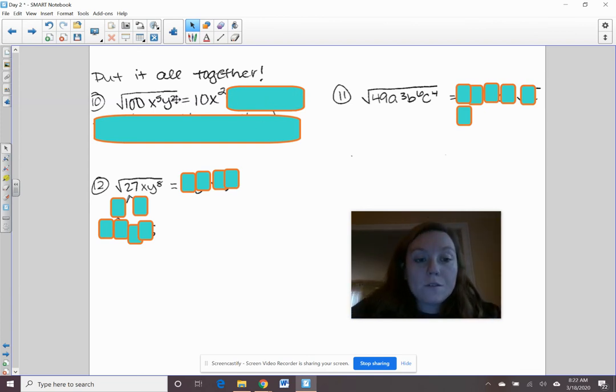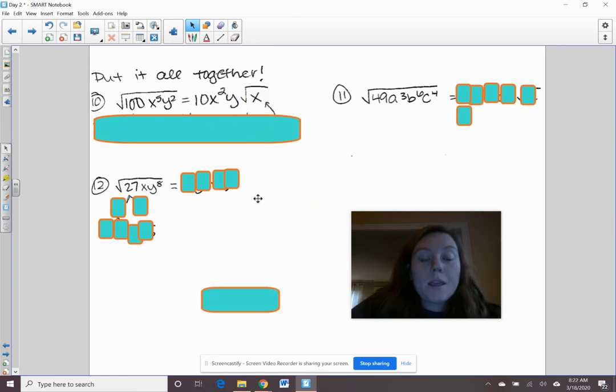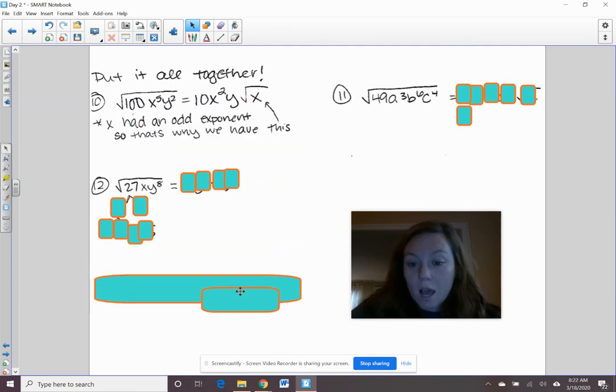I'm going to take half of 2 is 1, so I'm going to have y to the first, or you could just write y. And then I had to have the x left over because the x had an odd exponent, so it has to be left in the radical. Okay. This one, square root of 49, we all know is 7, so that's nice.